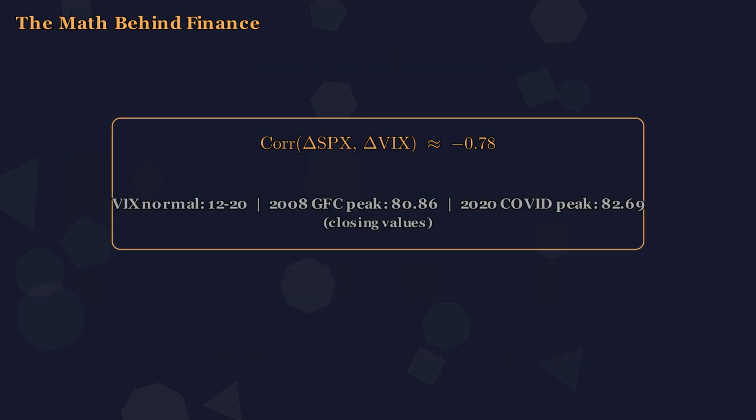The empirical numbers confirm the theory. The long-run daily correlation between S&P 500 returns and VIX changes is approximately minus 0.78. During crises, the VIX can spike from its normal range of 12 to 20, all the way to 80 or beyond. The model knows this because rho knows this.